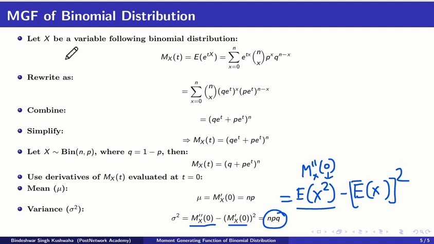This is the moment generating function of the binomial distribution, and this is one of the most important topics, because many problems arise in probability distributions, whether to find a new distribution or to verify a new distribution. Moment generating function is a key concept. So I hope you have understood.